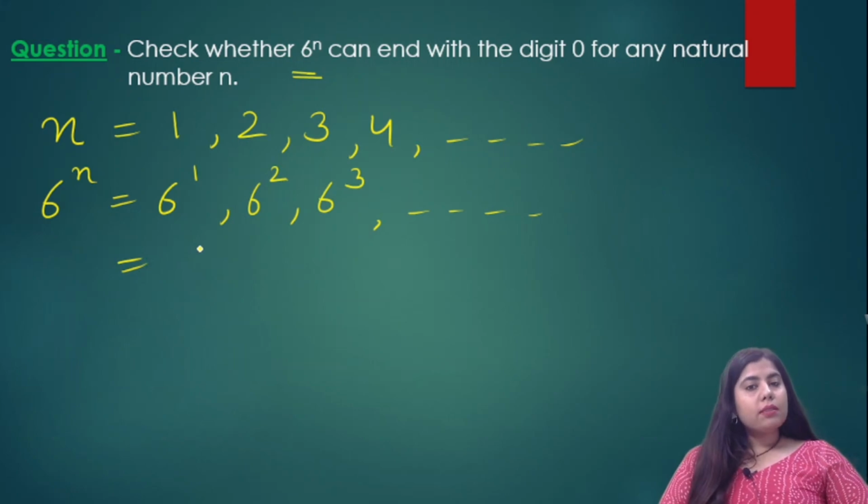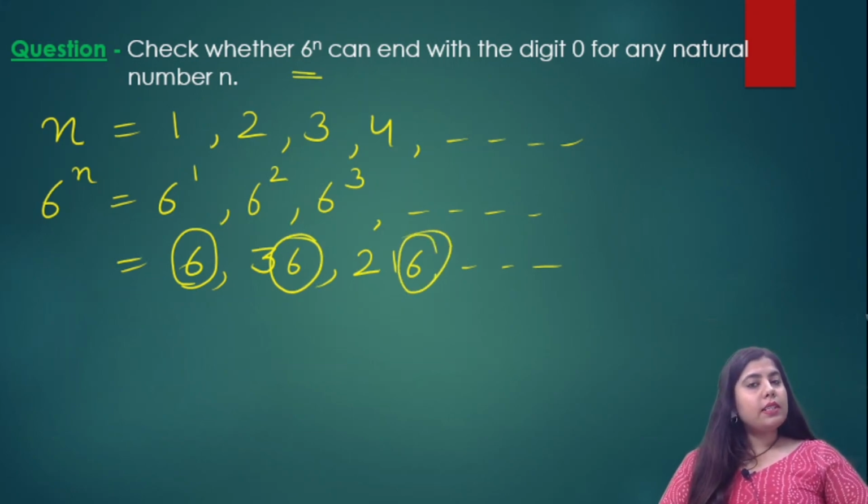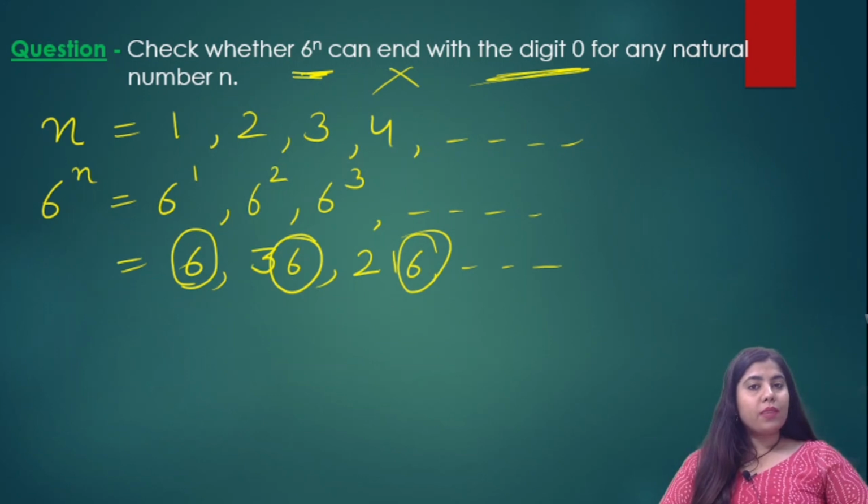6 raised to the power 1 is 6 only. 6 raised to the power 2 is 36. 6 raised to the power 3 is 216 and so on. From these numbers you can clearly see that in 6 the unit digit is 6 only, in 36 the unit digit is 6, in 216 the unit digit is again 6. It means every value of 6 raised to the power n has 6 as the unit digit. It means 6 raised to the power n cannot end with digit 0, right?